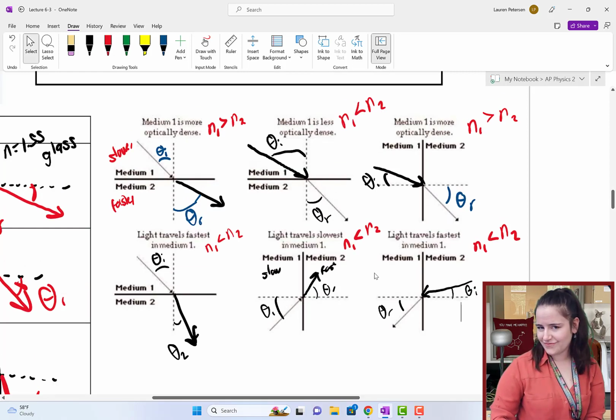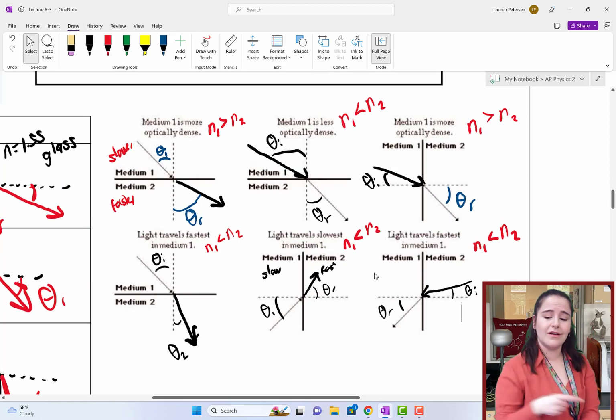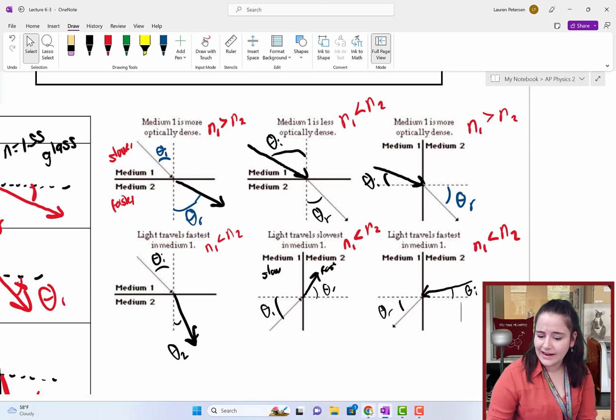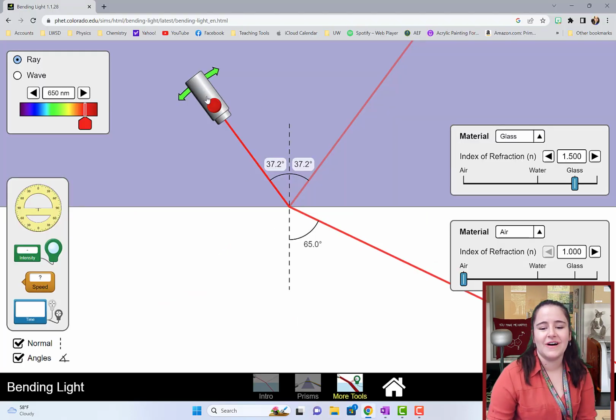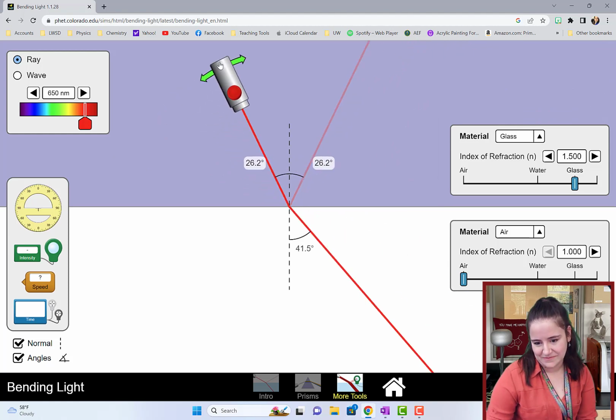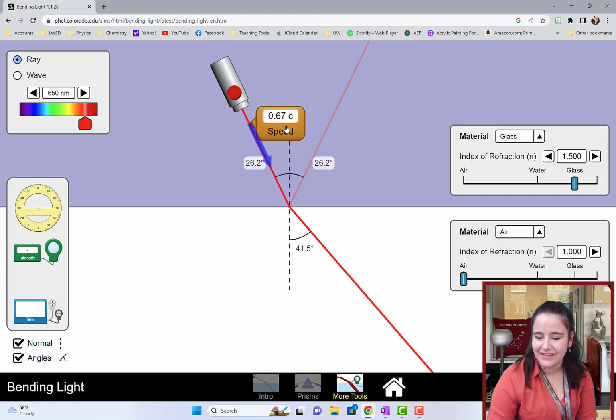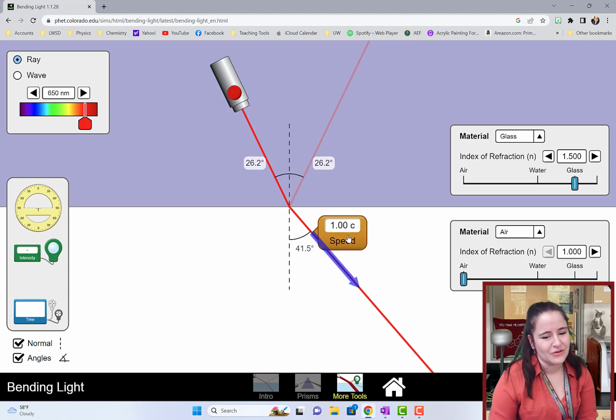Okay, cool. Did I get any of those wrong? Well, if you're not sure and you're like, wait a minute, you can always check using the PhET simulation and compare those angles. Again, a higher index of refraction means a slower light wave and more optically dense. A lower index of refraction means less optically dense and the light moves faster. This one even has a speed. See? In the glass, it's only moving at 0.67 times the speed of light, but in air, it's just moving at the speed of light.